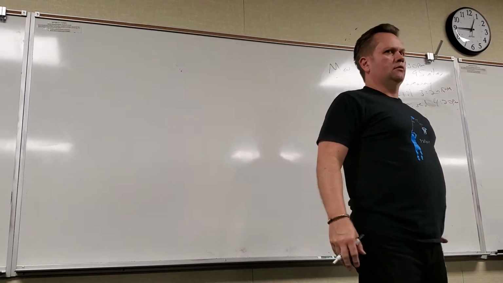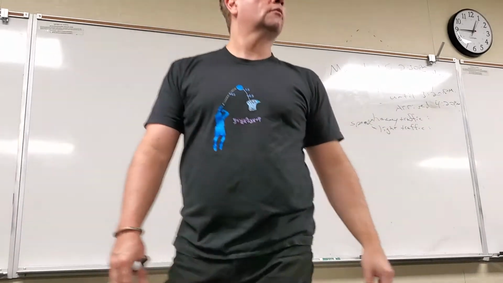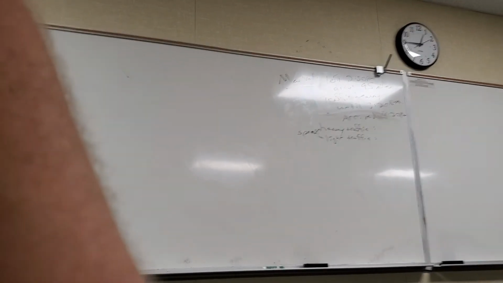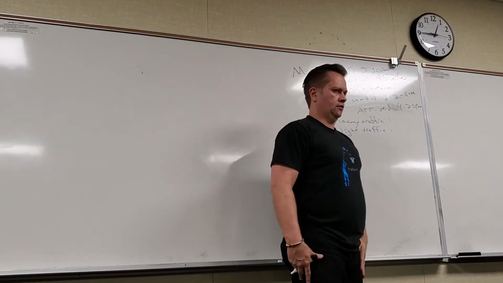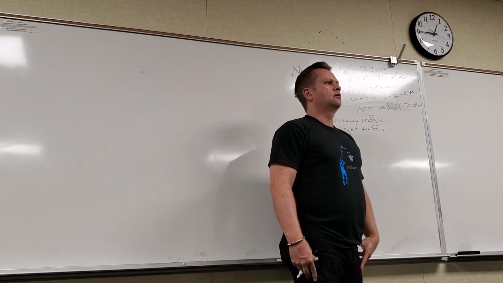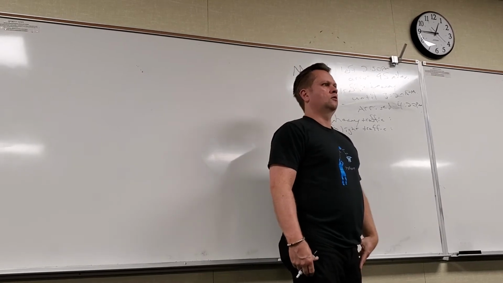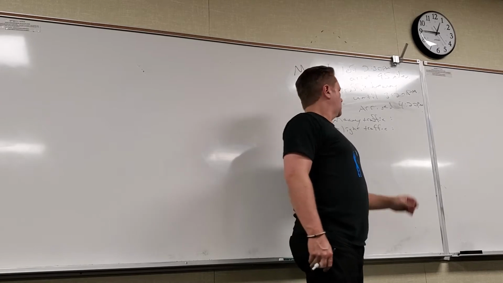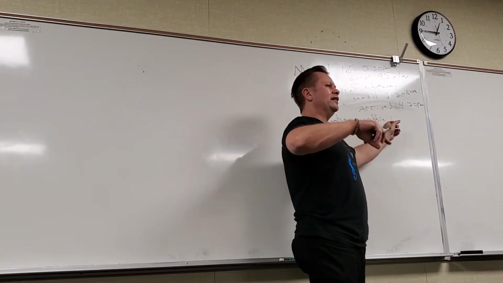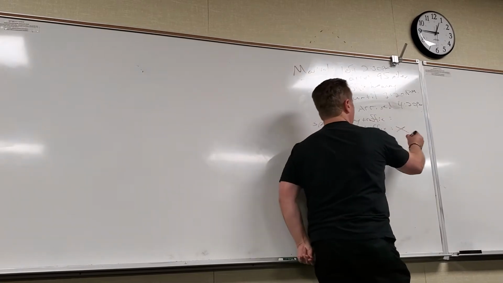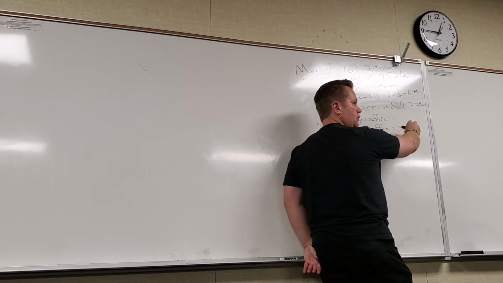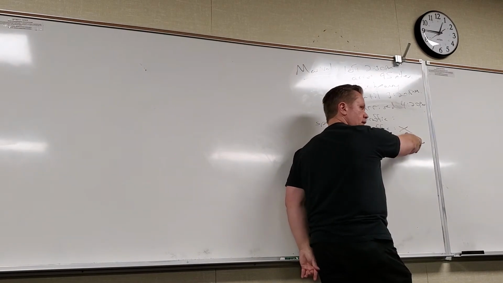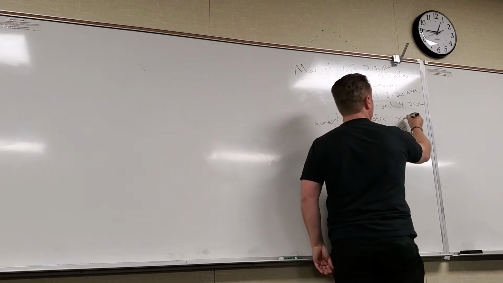So which one's just x? Light traffic. Speed in heavy was 40 miles an hour less than light. I've got to know what this is first, and then what's heavy. 40 miles an hour less than this. What's that? x minus 40.